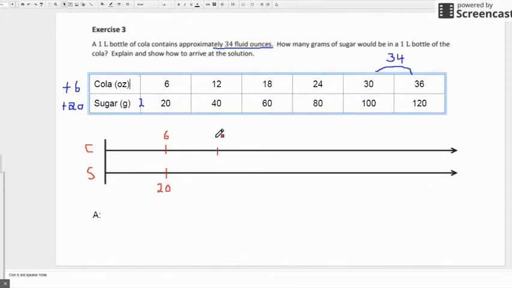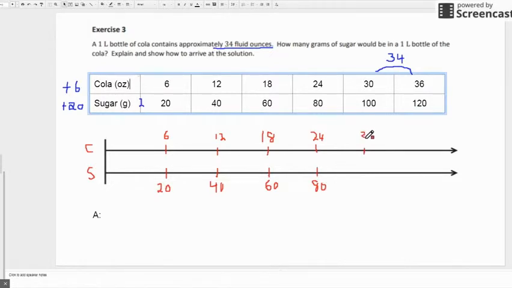If I keep going, 12 ounces, 40 grams. As you see, I'm marking them. I'm not just writing the numbers. I'm marking them about where they would go. Now this would be 18 ounces and 60. I keep going, 24. And this would be 80. And we got 2 more to go.